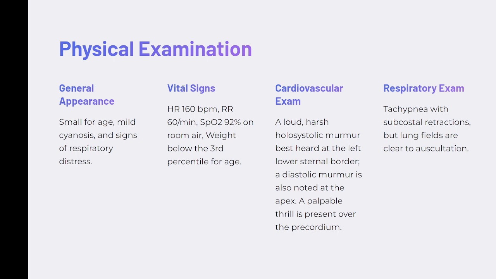A diastolic murmur is also noted at the apex. A palpable thrill is present over the precordium. Respiratory exam: tachypnea with subcostal retractions, but lung fields are clear to auscultation.